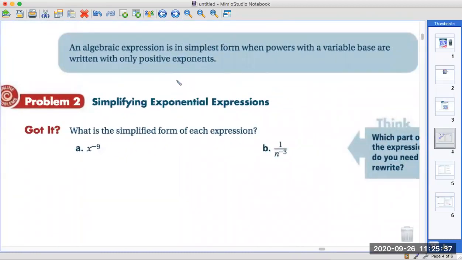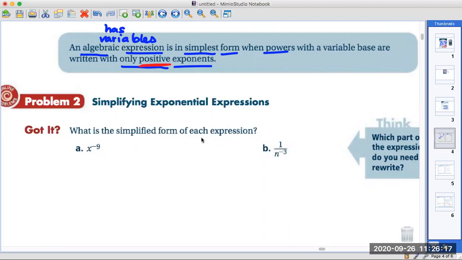Now we're on page 285, an algebraic expression. Algebraic expression means you have variables involved. Do you see? X, N, yeah? It has variables, not just numbers. Sometimes you have variables combined with numbers. We always want it in simplest form, when the powers with a variable base are written with only positive exponents. Positive exponents is the clue here. We don't want any negative exponents.